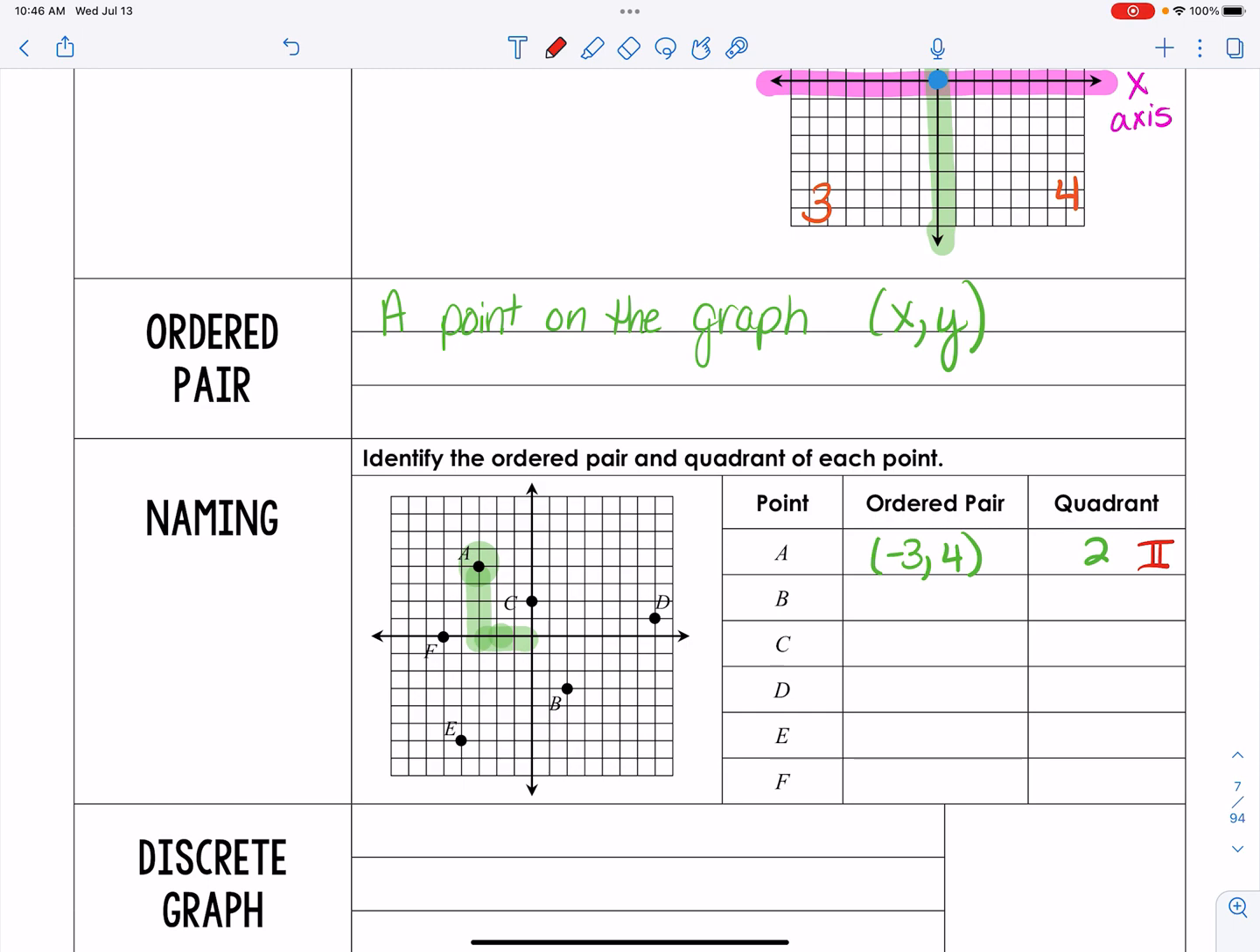All right, so B is 2, -3, and that's in quadrant 4. C is 0, 2, and that is not on a quadrant. It's on the y-axis. Some teachers teach none, but I think that's confusing because it is a point. So I don't want to say none. It's just on the y-axis. Point D is 7, 1, and that's in quadrant 1. Point E is -4, -6, and that is in quadrant 3. And then point F is -5, 0, and that is on the x-axis. I would much rather you wrote that than none.